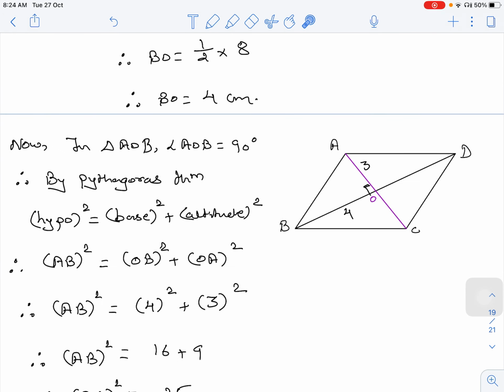You people have to memorize all the properties of a parallelogram, a rectangle, and a rhombus. Then it will be easy for you to solve the examples.